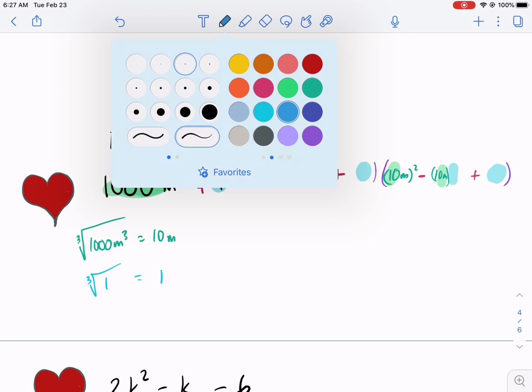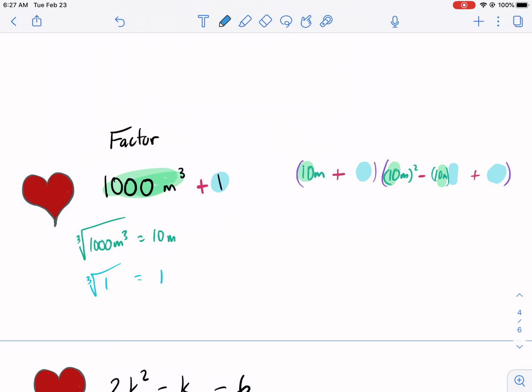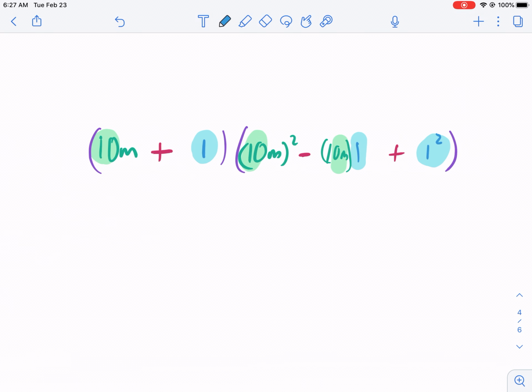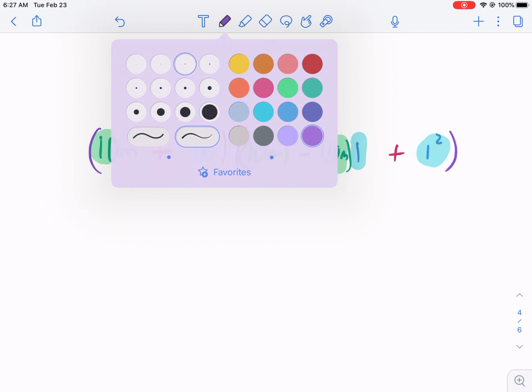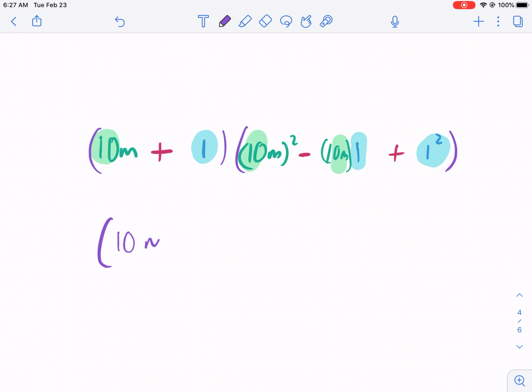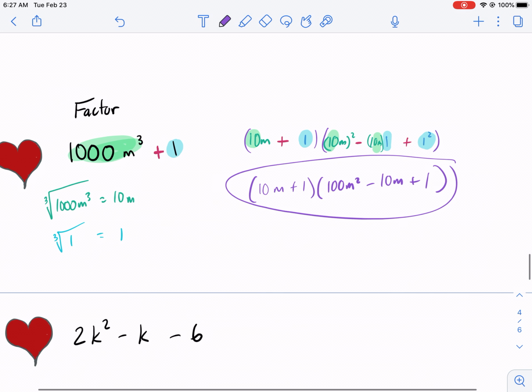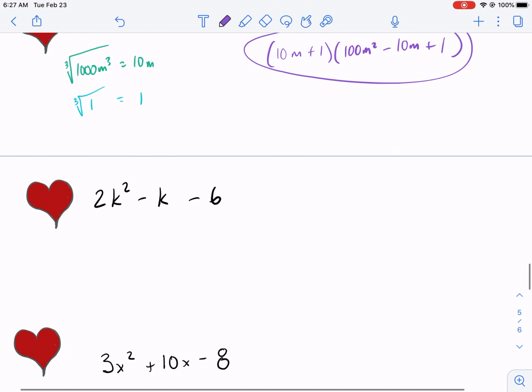Okay, lastly, we have my 1. This is the cube root of that second term. I'm going to put that there. 1, 1, and 1 squared. I don't need parentheses around it because it's only one term. Now I'm simplifying. So I have 10m plus 1. That stays the same. Can't combine like terms. 100m squared minus 10m times 1 is just 10m. Plus 1 squared is just 1. And there's my answer. So that's a quick recap of sum of cubes.